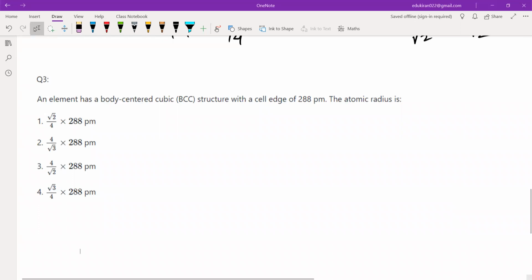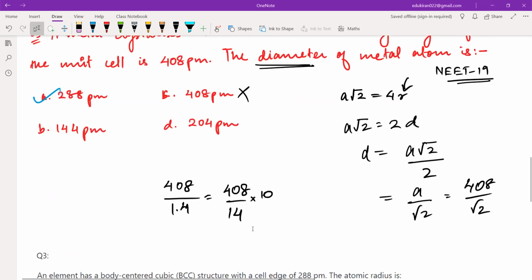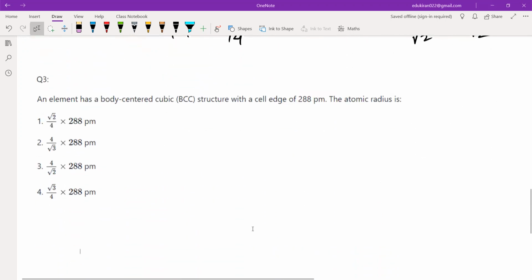Sir, what will be the answer again for the first question? A, 288. Okay. This question here, simple question. This was also asked in, I think, NEET 20.